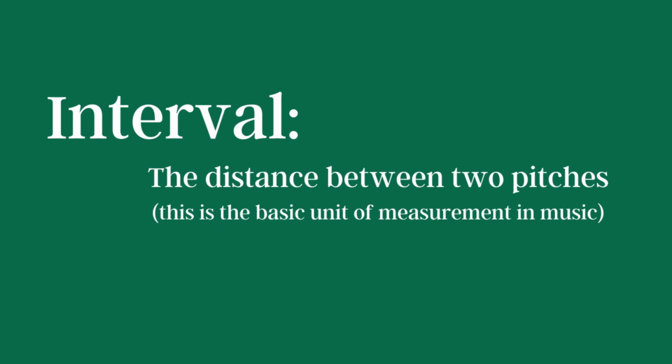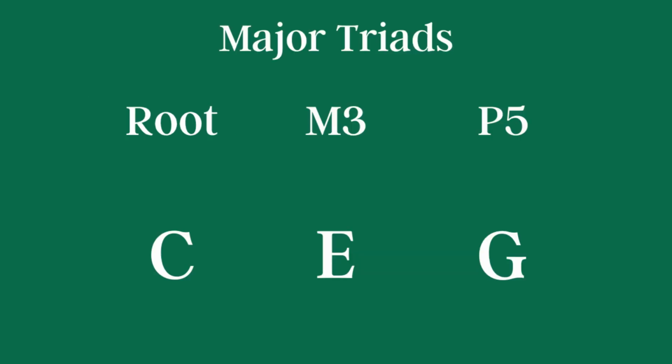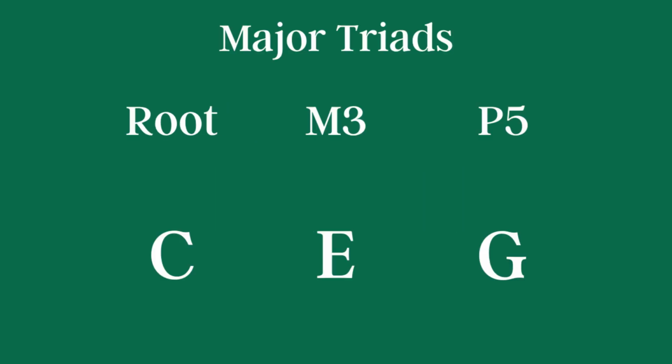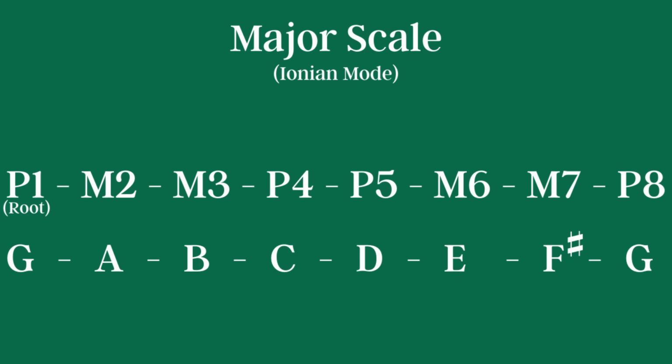Intervals are constructed using half steps and are essentially used as a unit of measurement in music. We discussed that a chord is a group of notes played simultaneously. The most basic kind of chord is made up of 3 notes, and it's called a triad. Scales are a sequence of notes in a particular order. These are the intervallic patterns of major and minor scales and triads, both of which we'll be using today.